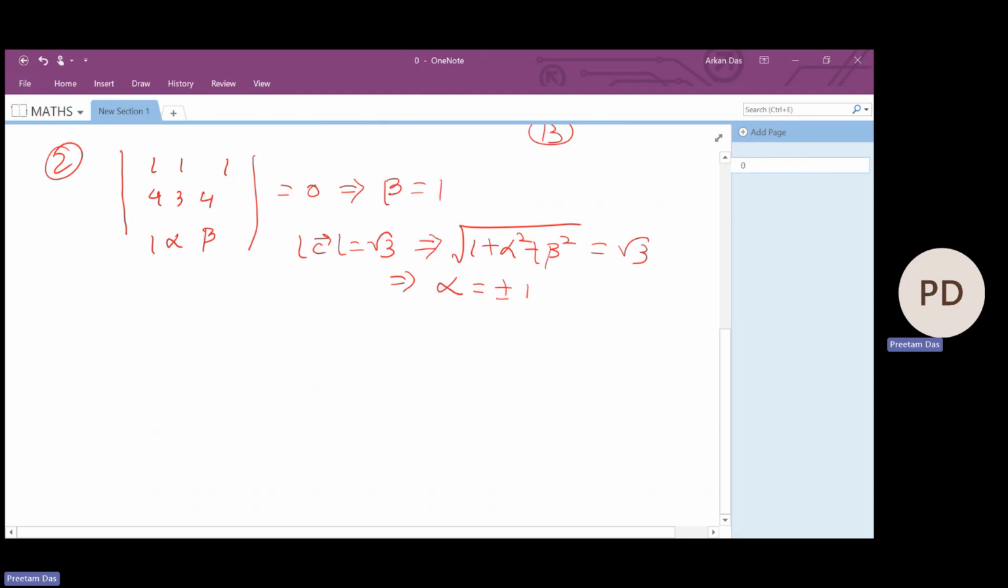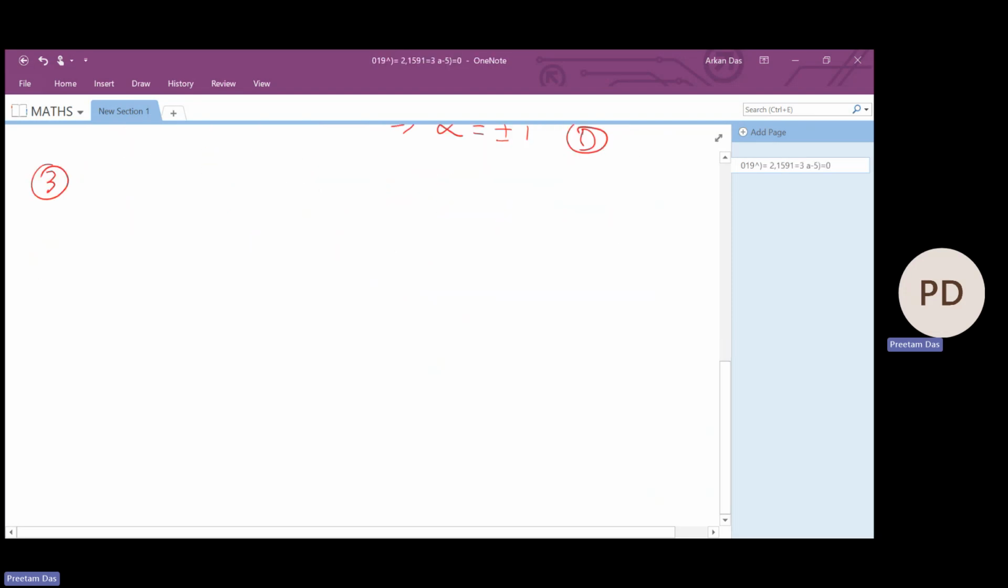Okay. Let us go to the third question. What is the third question? A is given to be any vector, and then mod of A cross i square, mod of A cross j square, mod of A cross k square. So let A vector be A1 i cap, A2 j cap, A3 k cap.